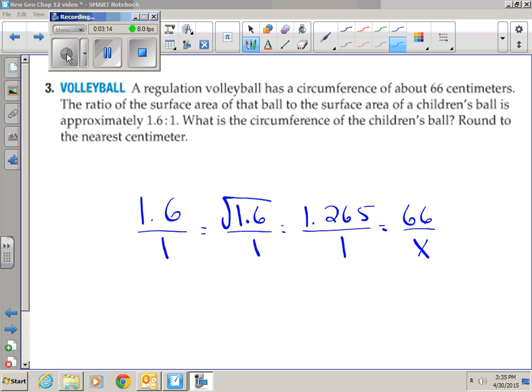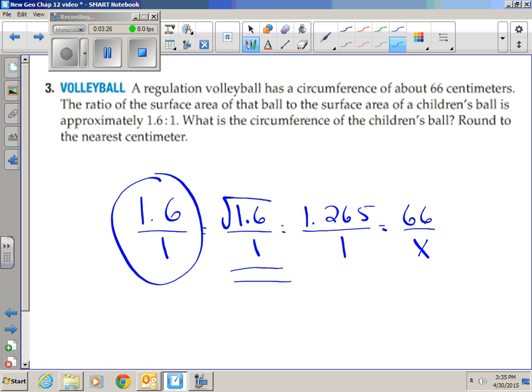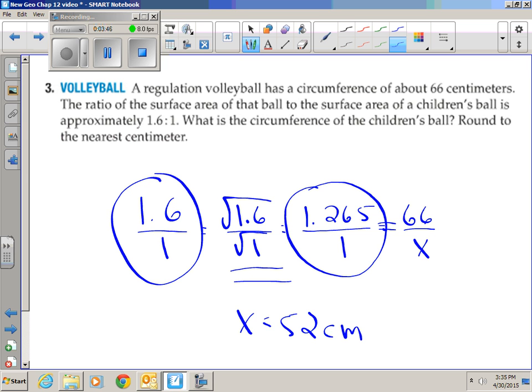Okay, in this problem, the ratio of their surface areas is 1.6 to 1. If I take the square root of both top and bottom, the square root of 1.6 is about 1.265. The square root of 1 is 1. So this is the ratio of their sides. Well, that will now equal 66 to x. So x is going to equal 52 centimeters. And that would be the circumference of the smaller ball.